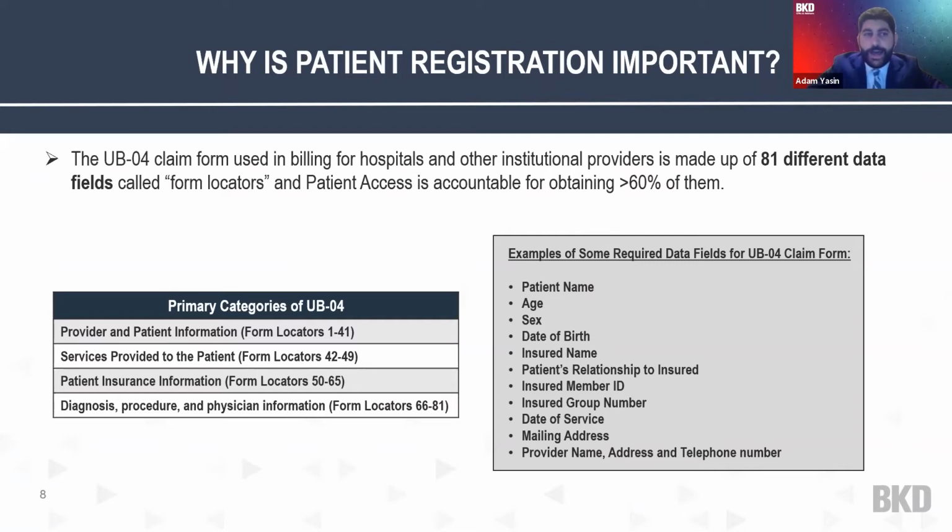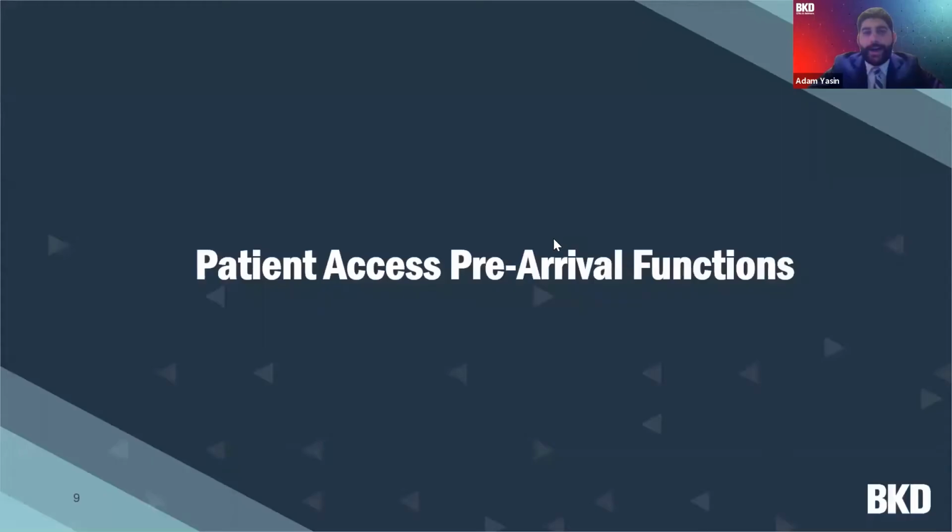These are just a handful of some of the demographic items that are captured by patient access. Of course, insurance eligibility, if applicable, any authorization requirements, all of this information is gathered by the patient access function for these claim submissions. So we've set the stage for the role patient access plays. Now let's get into those best practices, beginning with our pre-arrival functions: order entry.